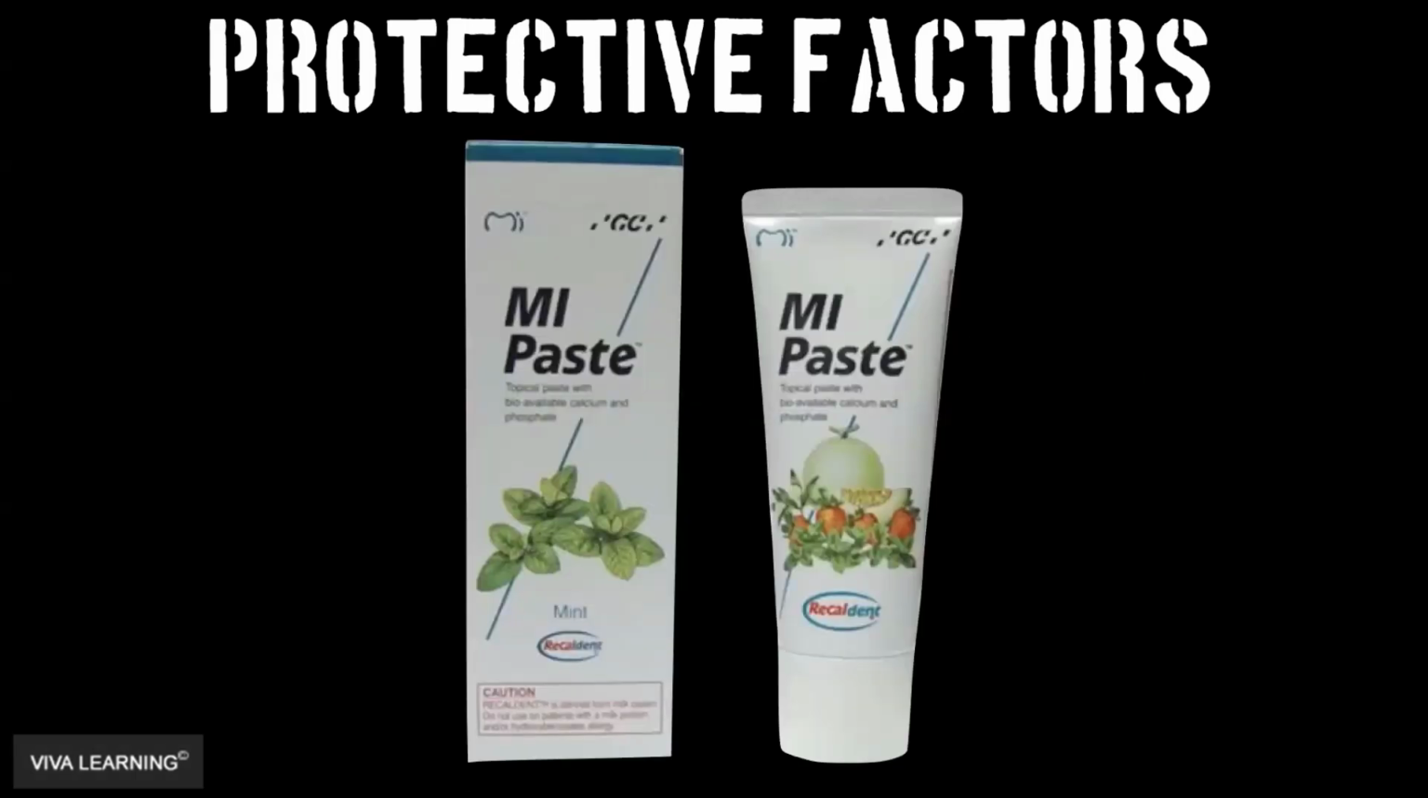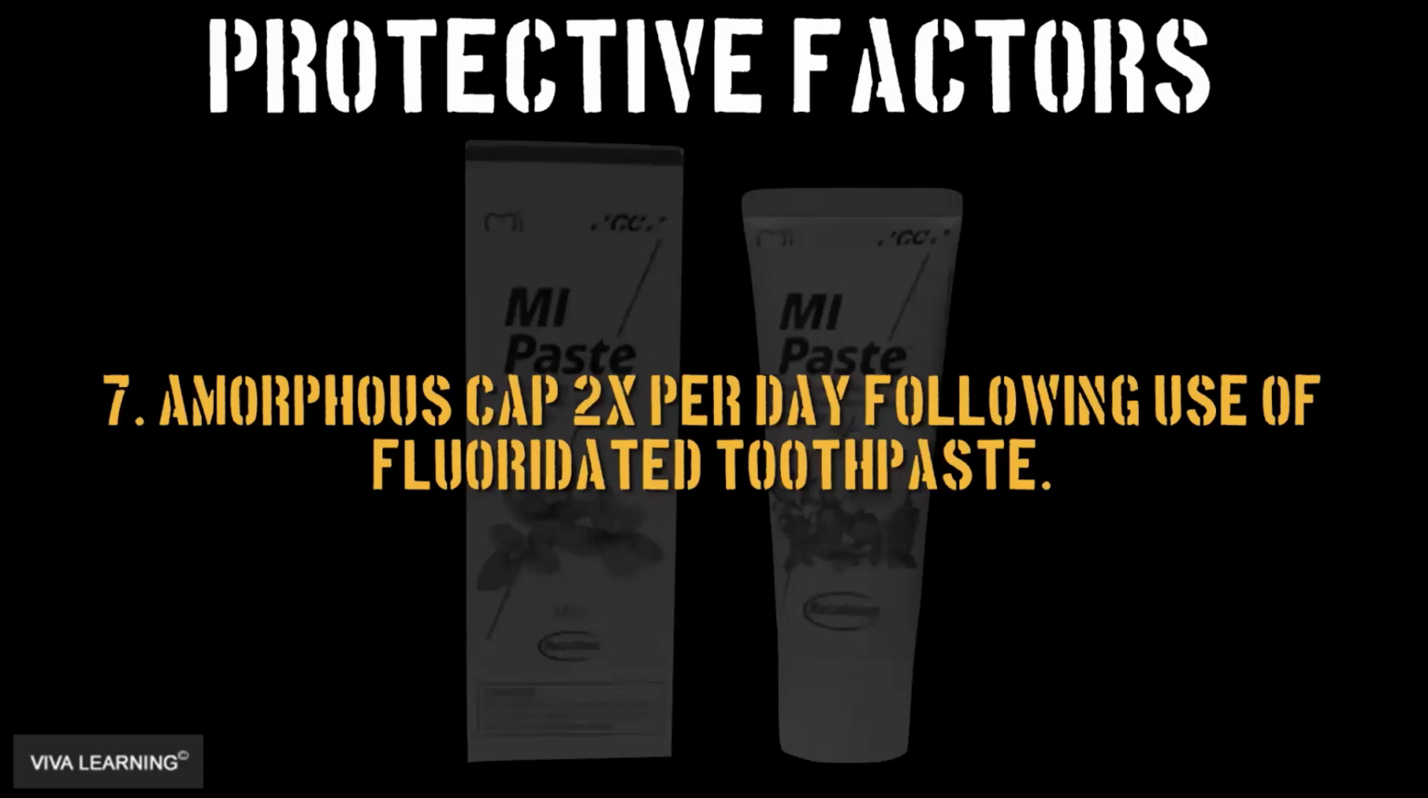Other protective factors, and now I do speak for GC America, so I don't mean for this to be an ad for them, but this stuff is amazing. If you guys aren't using MI Paste, you've got to get on board with this. This is an amorphous calcium phosphate. Have your patients use this two times per day following the regular at-home routine, again with a fluoridated toothpaste. All of the studies show that this stuff really helps protect teeth and helps to remineralize some of those teeth.